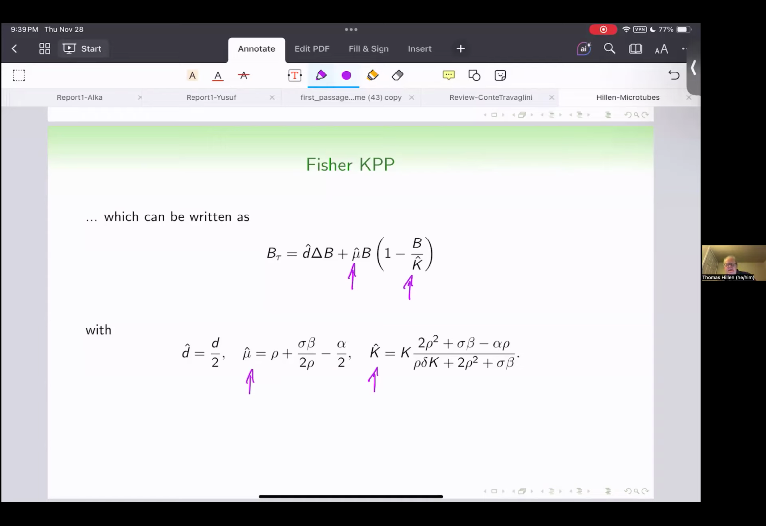And this is already a nice result. So this tells us how the growth rate and carrying capacity and diffusivity are related to the tumor microtube dynamics. Right? I showed you earlier that all these parameters I know them from the videos. So I can easily compute k hat right there, bang. So that's pretty cool. Okay.